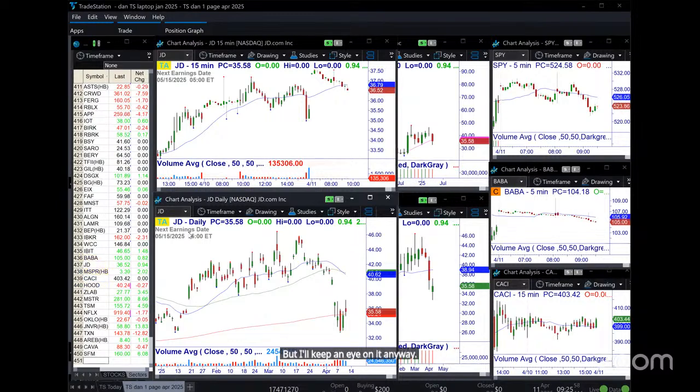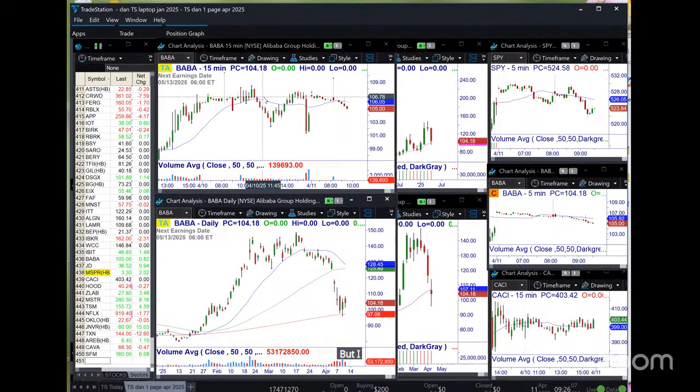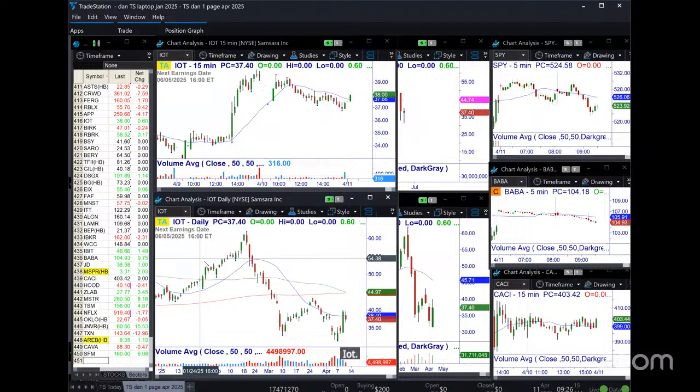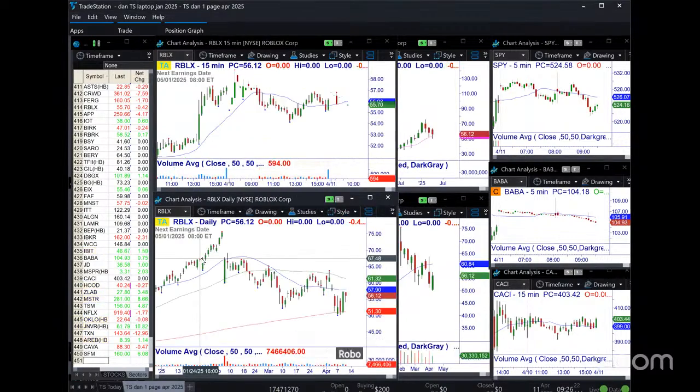BABA, we're in naked puts, but I gave another put spread for the weekly. But I said it has to be over 108. So now that's invalid. IoT 1, 2, 3 on a downtrend, but if it takes out yesterday's high, put spread. Roblox 1, 2, 3 in a downtrend, but put spread.